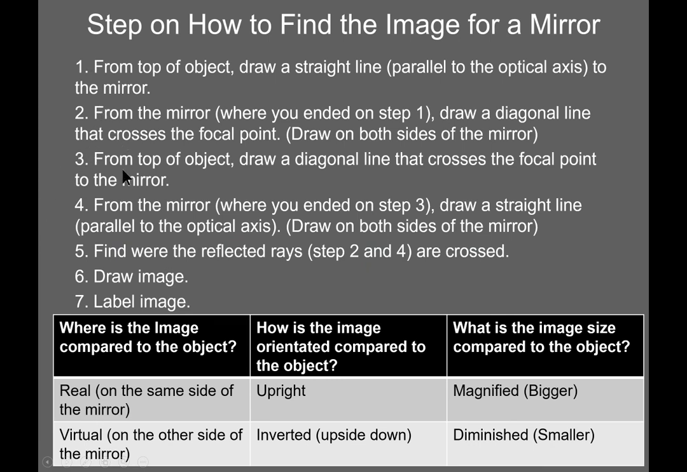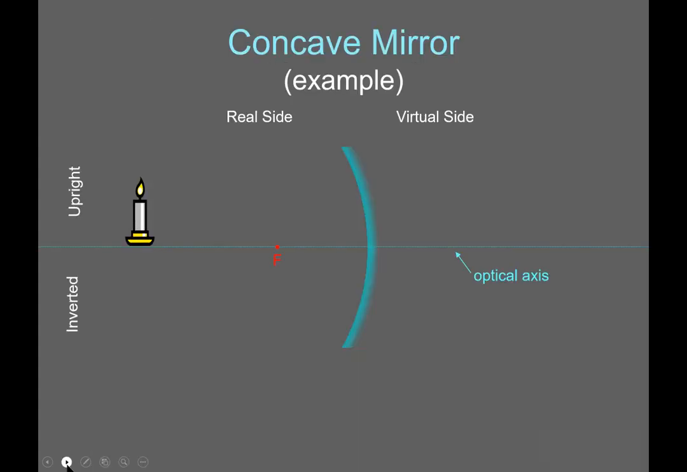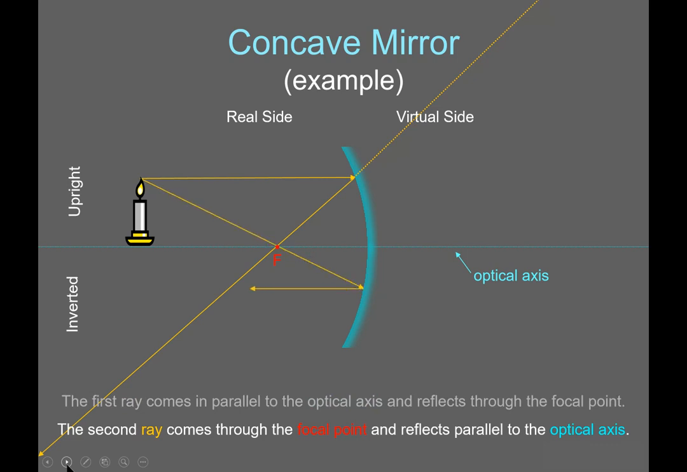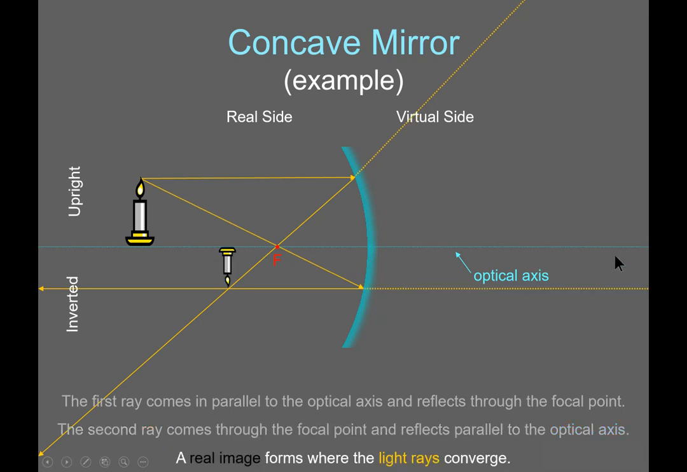Step 3 is from the top of the object, draw a diagonal line that crosses the focal point to the mirror. So now, instead of hitting the focal point last, you're going to hit the focal point first. And then you're going to draw a straight line out. Remember, that's step 1, then step 2 is the diagonal line up. Now step 3: you draw from the top, go through the focal point, hit the mirror, and then a straight line out. And you're going to do your sight line there. Where these two lines cross is where your image is going to be.